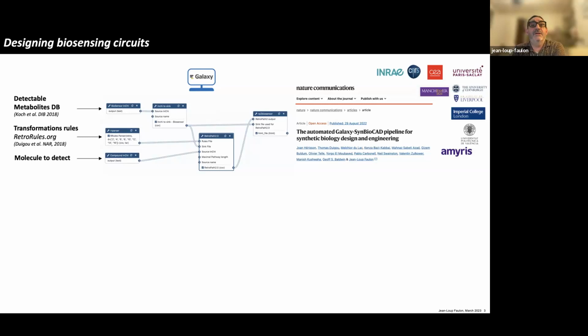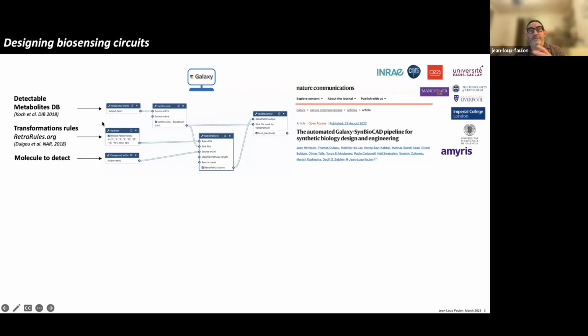And basically it's an end-to-end process where you start by giving the molecule you wish to detect, then some transformation rules that come from the enzymes, all the enzymes basically that are known in large databases, and a list of detectable molecules. And what it will do is run a retrosynthesis software, which is also used in metabolic engineering, to find the pathways that will link these molecules to detect to the detectable ones.